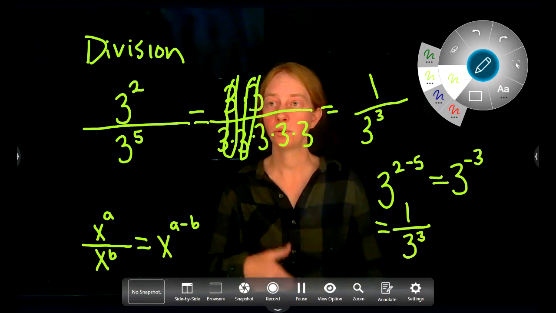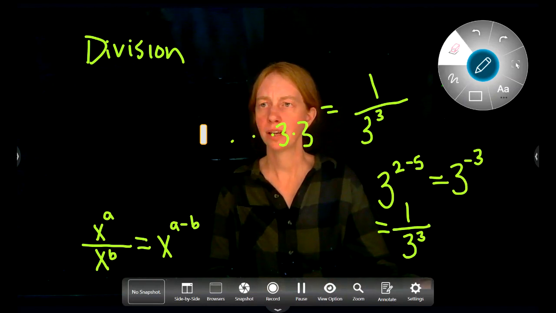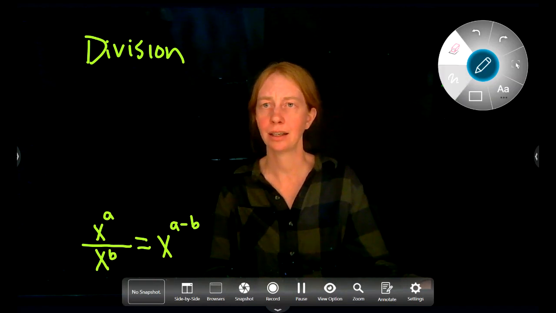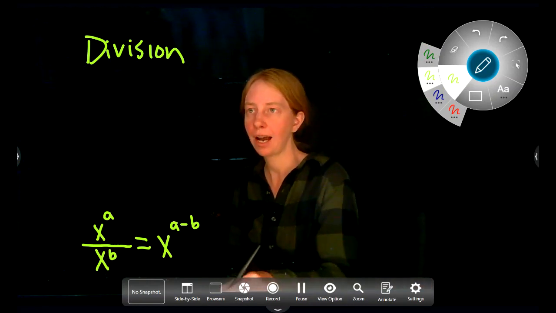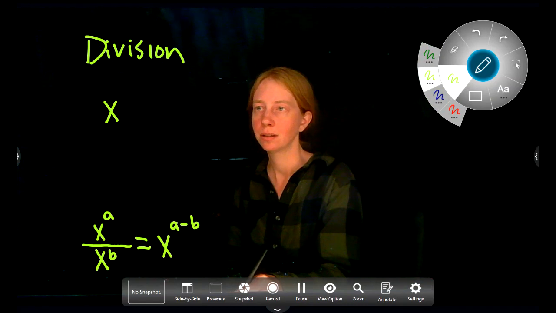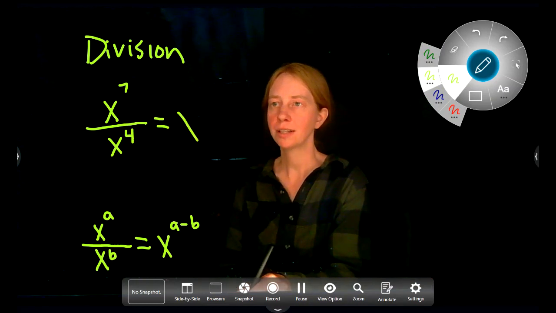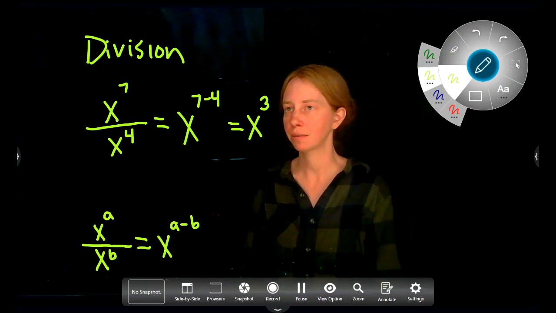Okay, so that's how you do this sort of problem. Let me show you another example or two. This time I'm not going to deal with the whole negative denominator because you're not going to have that in this homework set. Okay, so how about if we had x to the 7th divided by x to the 4th? That equals x to the 7 minus 4, which is equal to x to the 3rd. That's how you solve a problem like this.